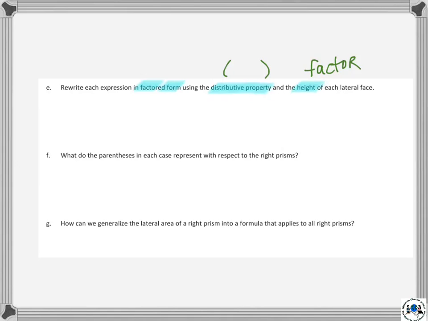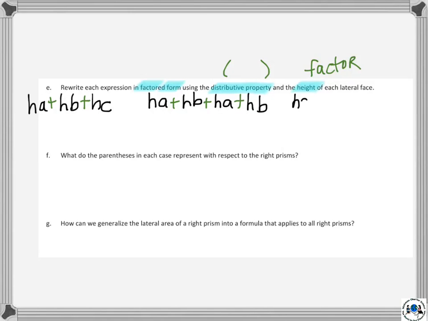I'm going to go ahead and get these expressions here. This was the expression for the triangular prism, the right triangular prism. Here's the right rectangular prism, and then here was the right pentagonal prism. Those are the expressions we came up with. So now your job is to write each of those in factored form. If you can use some of the hints I just gave you, come on back and we'll see how you did.